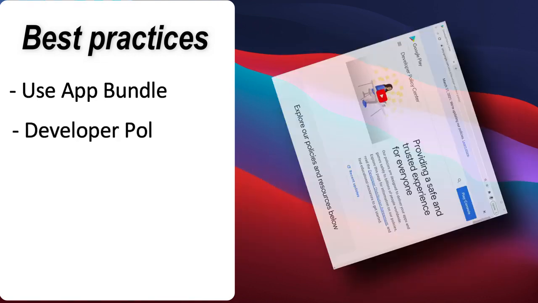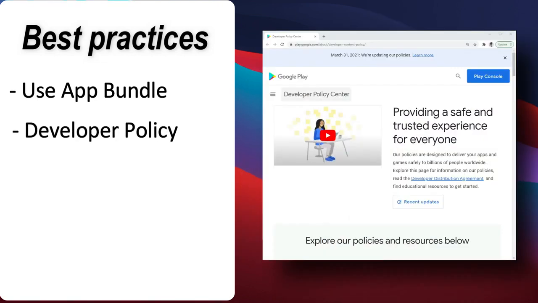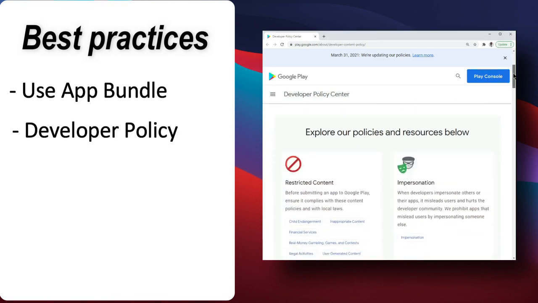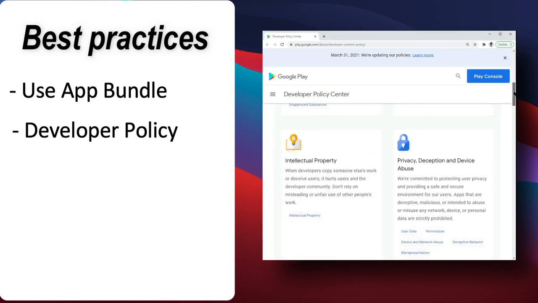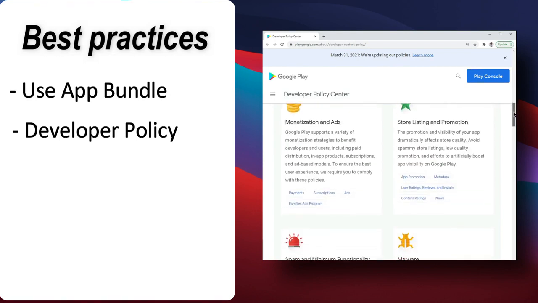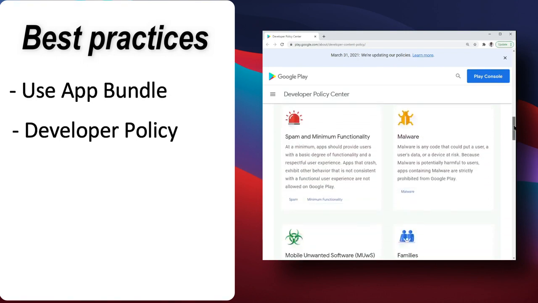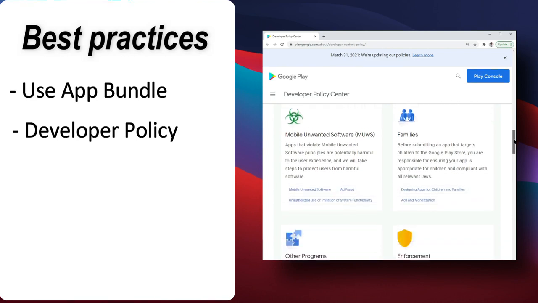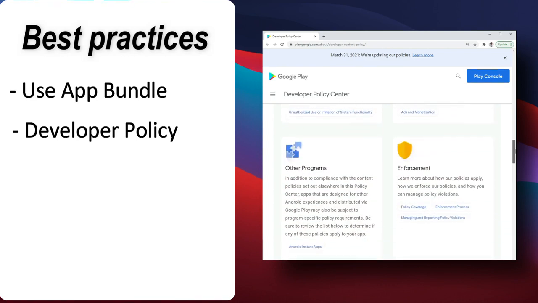2. Read the Developer Policy Center. The Policy Center gives you detailed information about issues that may cause your app to be rejected, or even worse, your account suspended. Following these policies will not only keep your app in good standing on Google Play, but will also keep your users safe and protected.